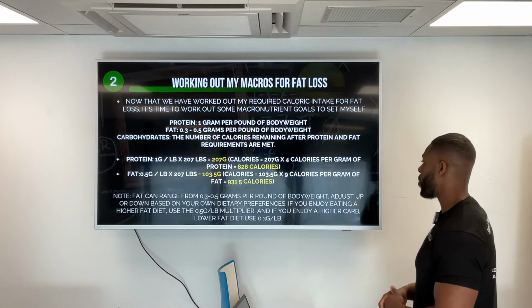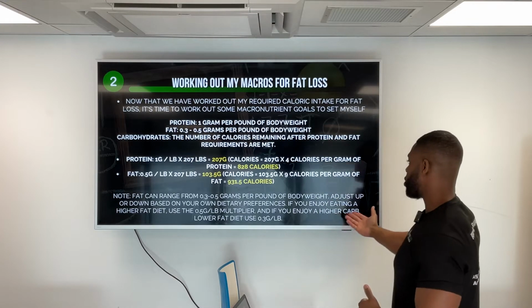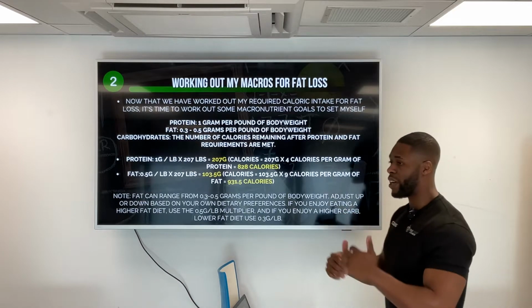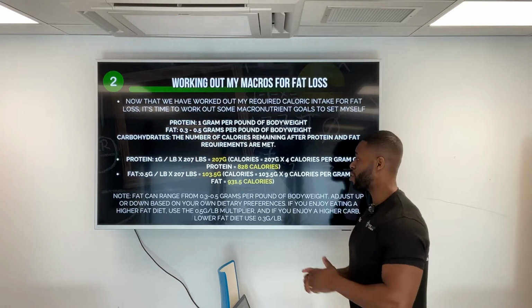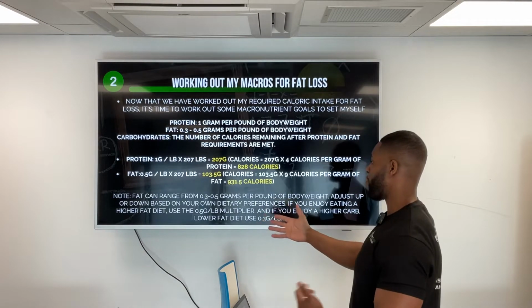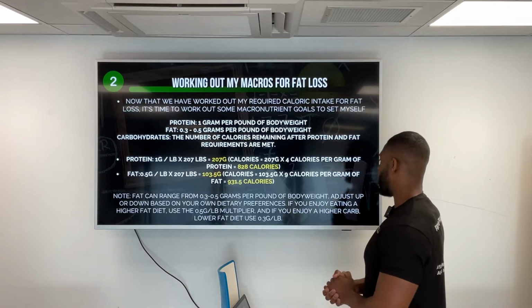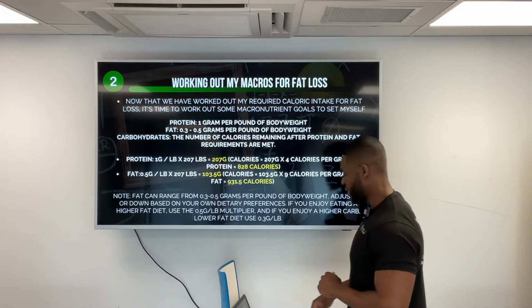grams per pound of body weight. Adjust up or down based on your own dietary preferences, because some of us enjoy eating higher fat, some of us enjoy eating lower fat. But remember, fats are still important to have, okay? So just adjust based on what you prefer anyway, okay? So use the 0.5 pound multiplier. And if you enjoy having a higher carb, lower fat diet, go for 0.3 as a guideline.